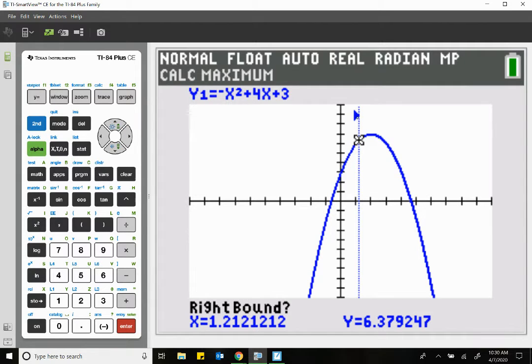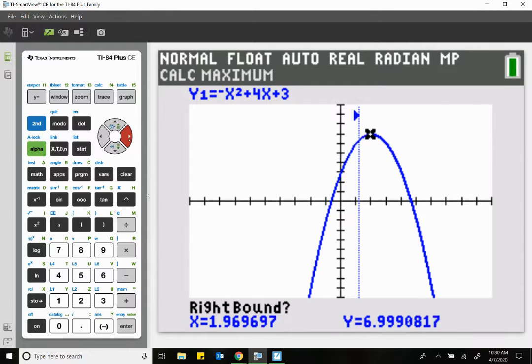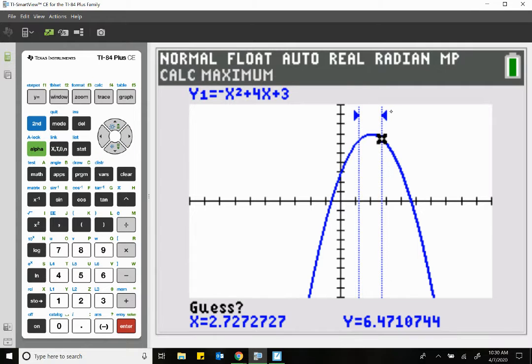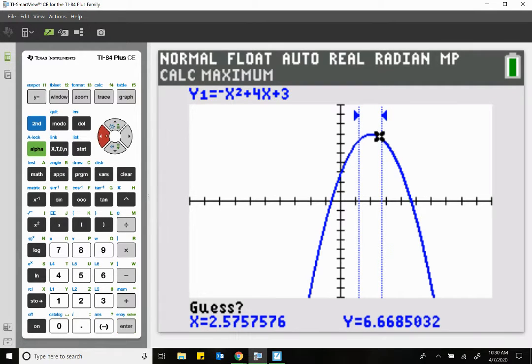Notice a little arrow pops up. That's good. That means you're telling your calculator, do not go beyond this left arrow. Now it says right bound. So I want you to be to the right of the vertex. So here's my vertex. I need to be over here to the right. So I'm going to scroll past my vertex, definitely on the right side now. Hit enter. Notice there's a right arrow. Okay, so now your calculator knows, oh, the vertex is between here somewhere.